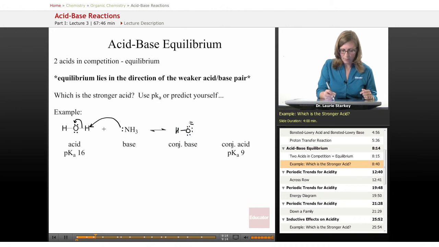And that means we have an O minus. 1, 2, 3, 4, 5, 6, 7. Oxygen only wants 6, so we have an extra electron there. So that's a conjugate base.